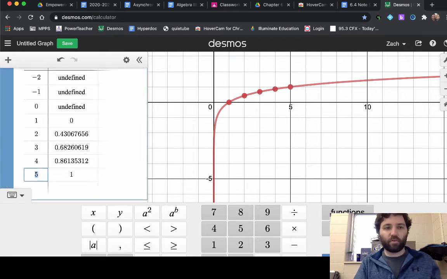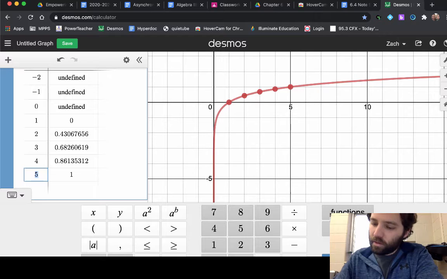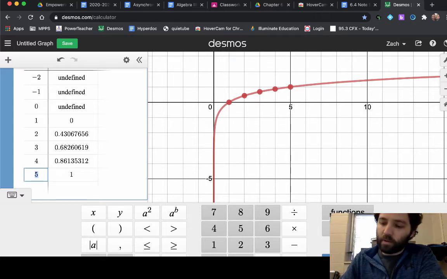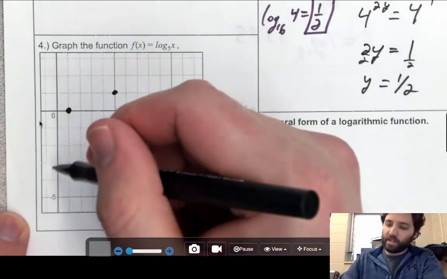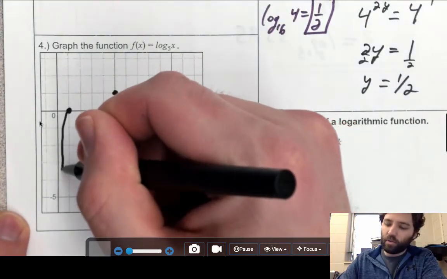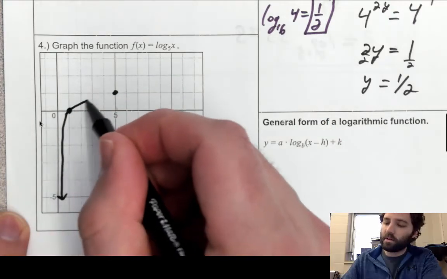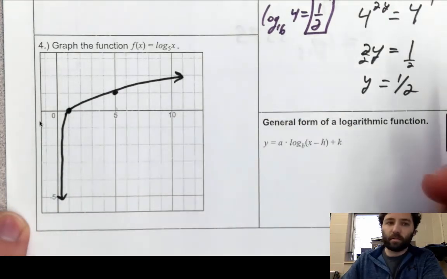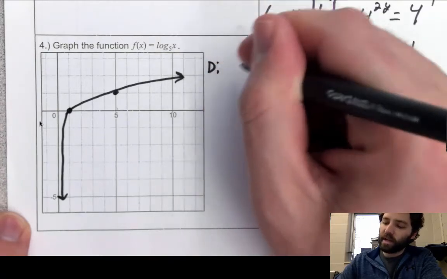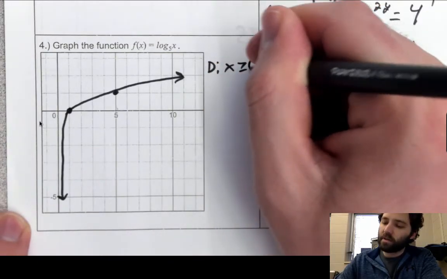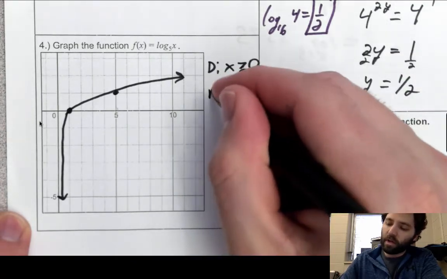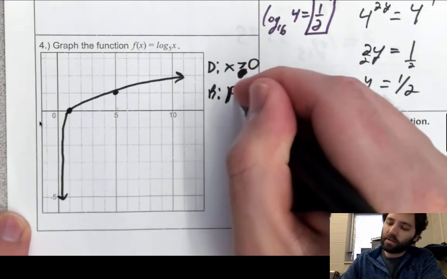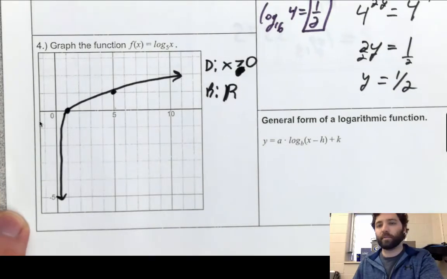Okay, so we've got the point (1, 0) there, and then we've got (5, 1), and then this is a vertical asymptote right here. So really you usually only need 2 points and to know where the asymptote is. The domain of this is x greater than 0. And the range is all real numbers because it goes forever up and down, right?